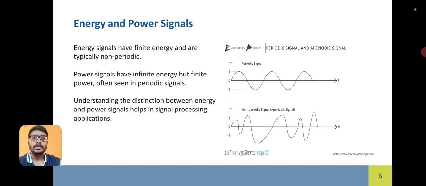Energy and power signals. Energy signals have finite energy and are non-periodic and non-predictable. Power signals have infinite energy but finite power, and are often periodic signals. Understanding the distinction between energy and power signals helps in signal processing applications.